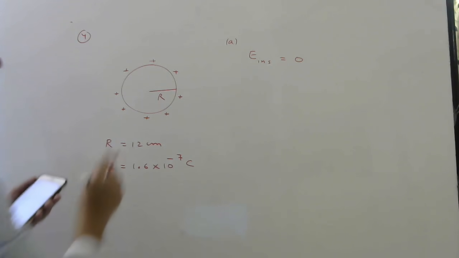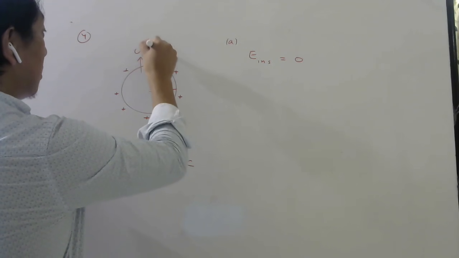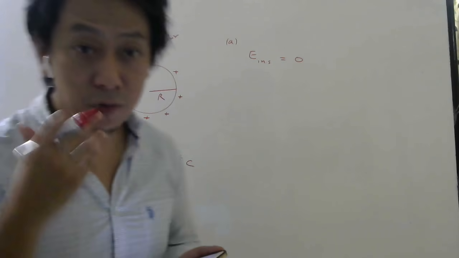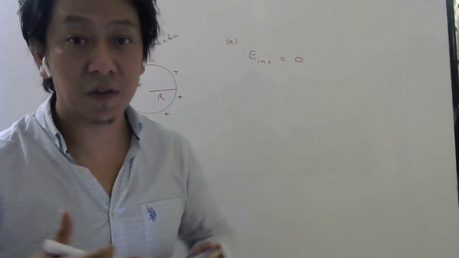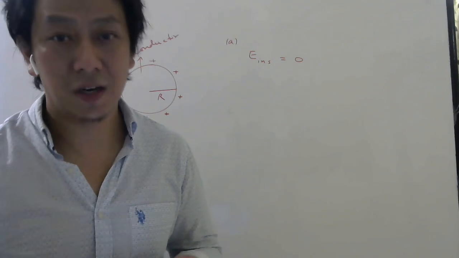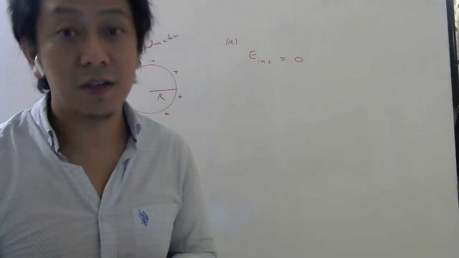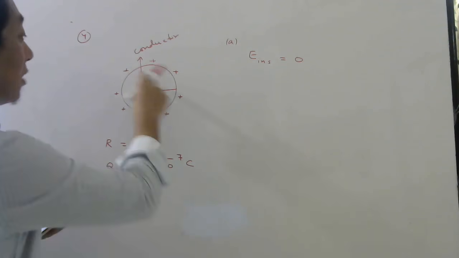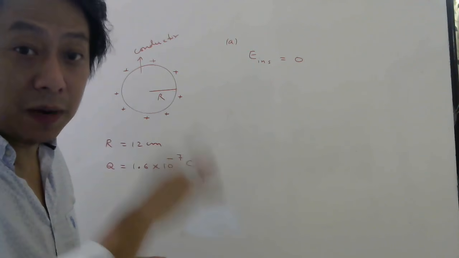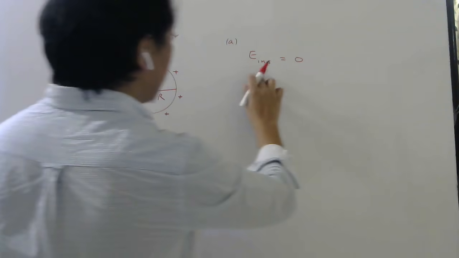Okay, why? Though it is not a shell, it is a conductor, and the conductor is a solid body, not a hollow sphere. However, in a conductor, I have told you before, whatever excess charge we give, by induction or conduction, that will stay only on the outer surface. So inside, there will be no charge present. So whatever we did in the case of a shell, we can apply in the case of a spherical conductor also. Okay, so the electric field inside will be 0.